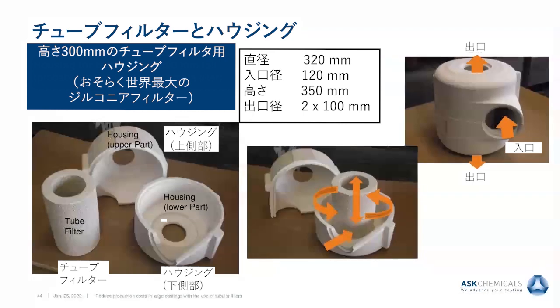One word also to our biggest tubular filter and housing. You see it here. This is probably the world's largest zirconia filter at the moment, as far as I know. That is a tube filter with a length of 300 millimeter. The housing part to this, and you see it's really a very, very compact dimension and structure, and you can use it also in a simple way as already described.